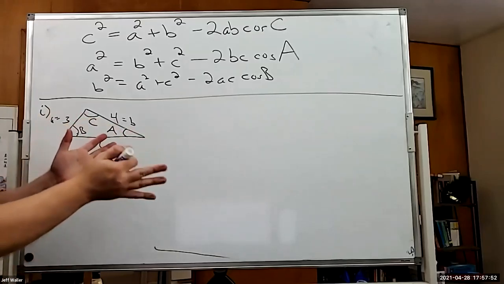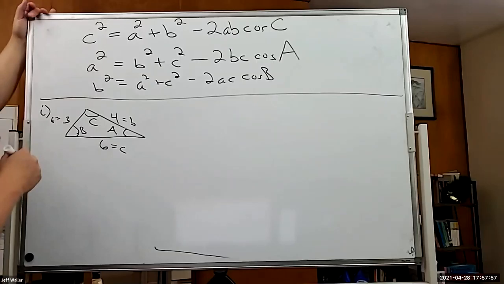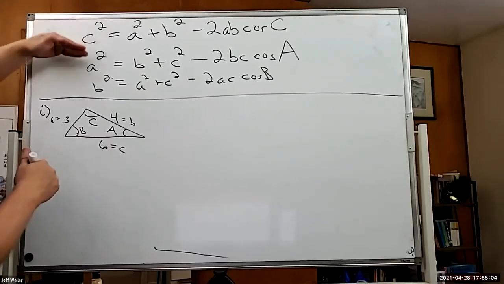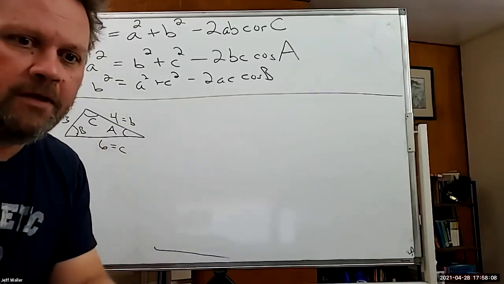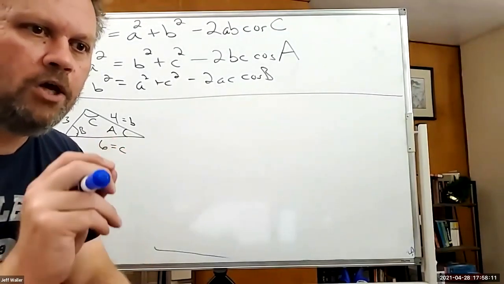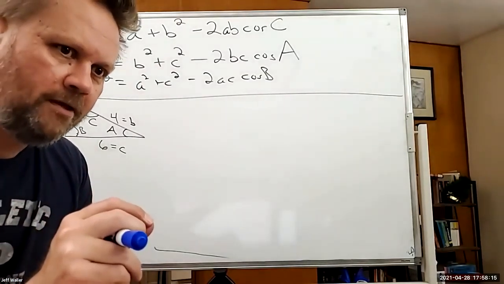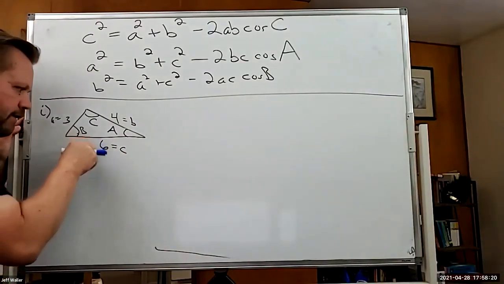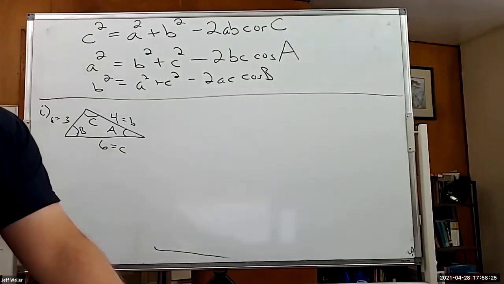All right, so officially, which version can I use to figure something out? Is there any version that I have to use? No, there isn't. I can use any of them. So I know all the sides. I don't know any angles. So for one thing, can somebody tell me why could I not use law of sines? Need an angle.